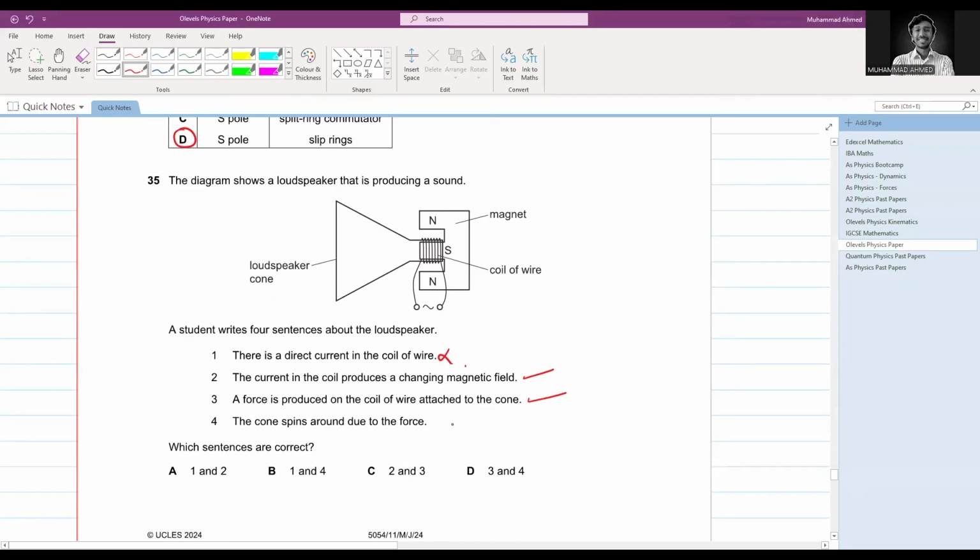The cone spins around due to the force. No, this is incorrect. 2 and 3 are correct. C is your answer. Only statements 2 and 3 are correct. Let's further move ahead.